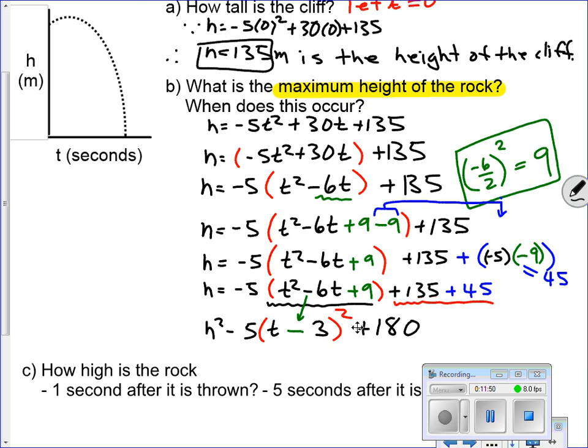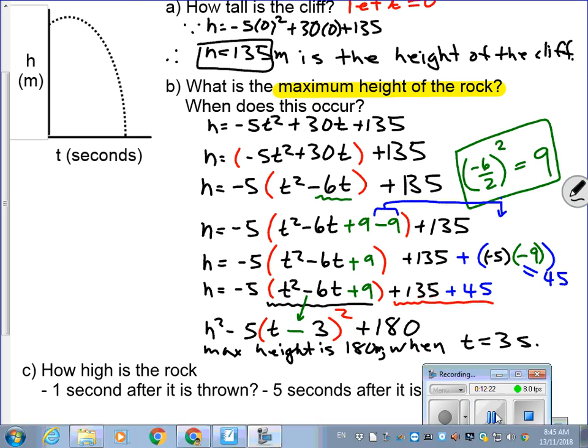And remember what our question said. It said, what is the maximum height of the rock? In this case, the max height is 180. And it happens when, let's put 180 meters, and when the time is equal to 3 seconds.